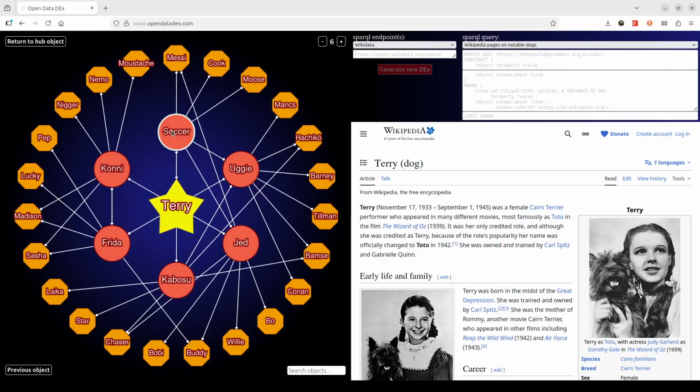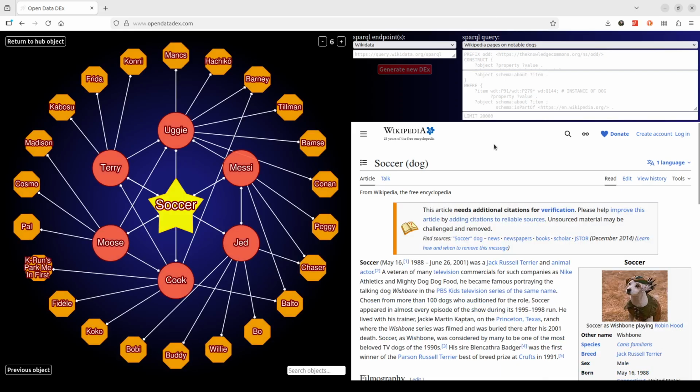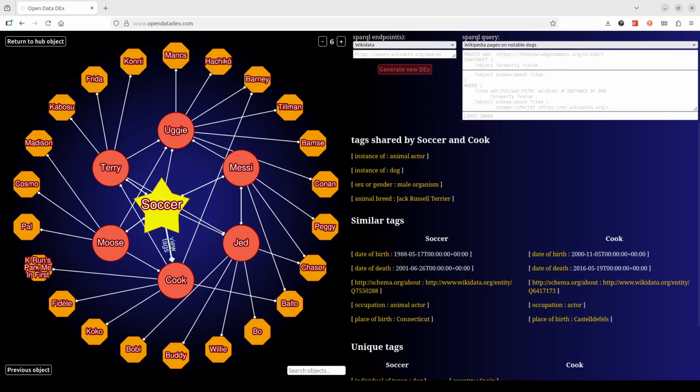So via Terry, we can get to Soccer, who was a big part of my childhood, playing the dog Wishbone, PBS's Wishbone. And so, yeah, we can see now Soccer is directly related to Cook, even though Cook wasn't directly related to Soccer. And yeah, we see what connects them is they're both Jack Russell Terriers, they're both actors.